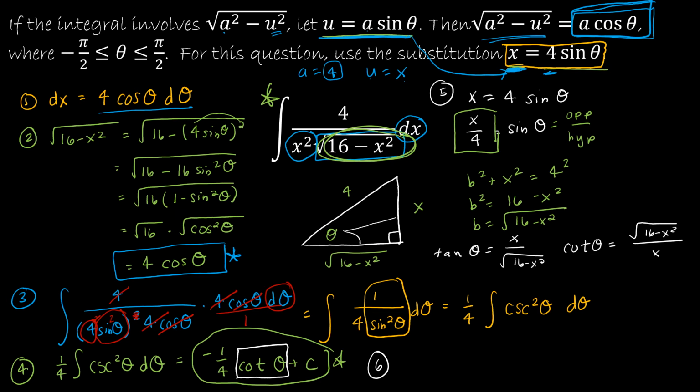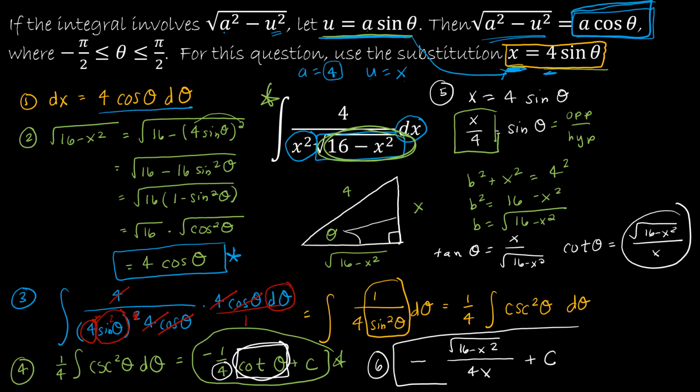So what is my final answer? My final answer is -1/4, so I'm going to put the negative out front. I'm not even going to put the 1 on top, I'm just going to put this because I'm replacing cotangent of theta with that expression. So root 16 minus x squared. My denominator has a 4 and an x, and then plus c. So that is my final answer.